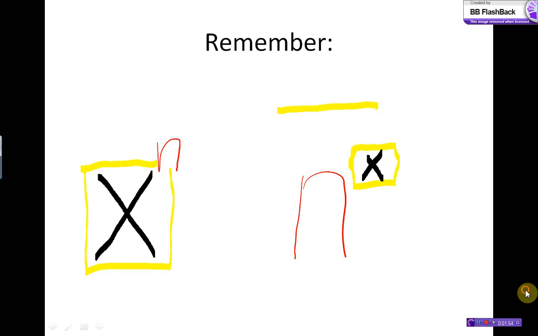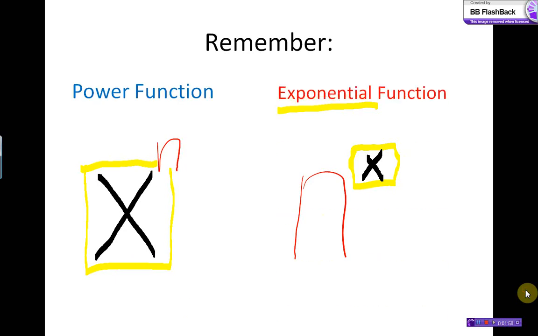Now I want to distinguish between a power function and an exponential function, because a lot of students early on get those confused. A power function is a function where the variable is the base and the exponent is a constant real number n. And an exponential function is where the variable is the exponent and the base is a constant number.